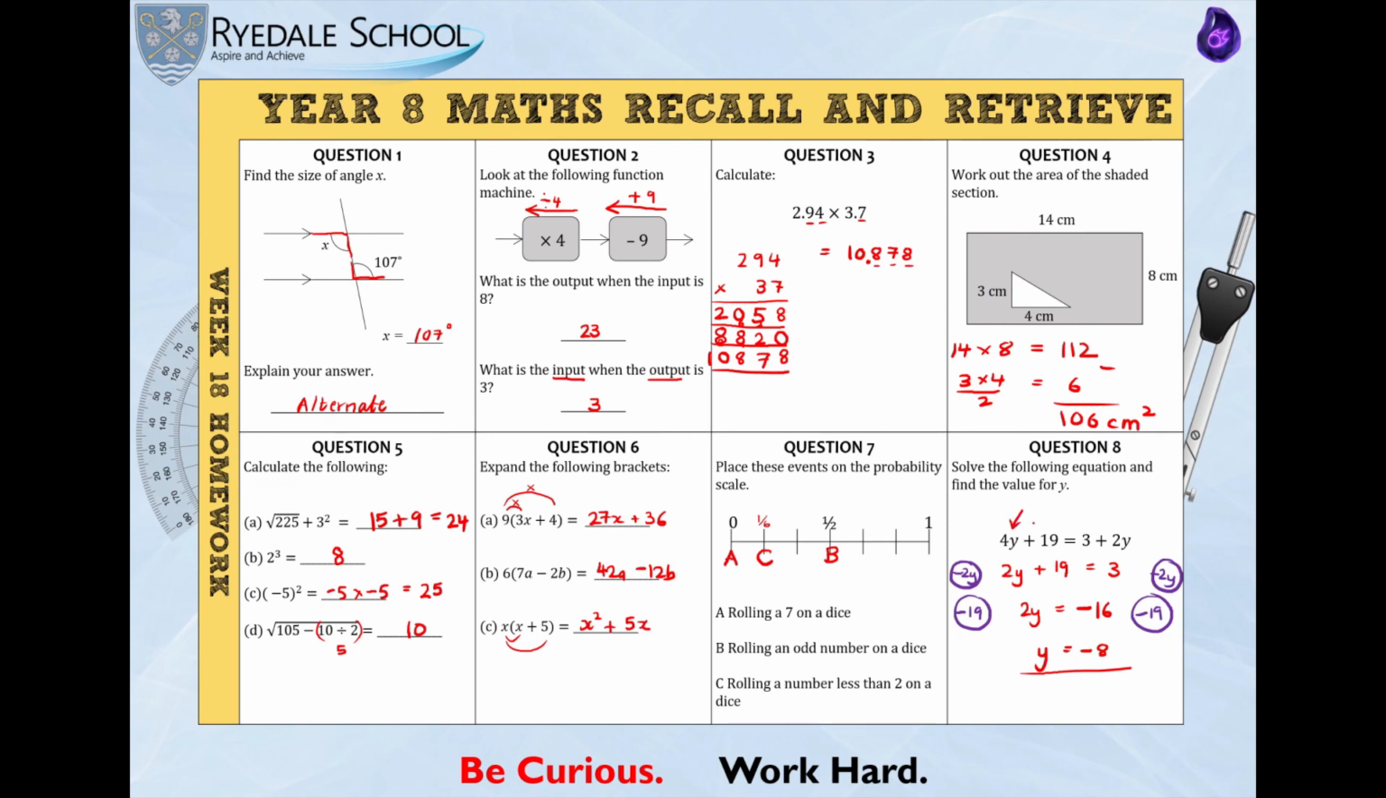Remember, you can substitute your answer back into here. So 4y's is negative 32 plus 19. And negative 32 plus 19 is negative 13. And then you can also substitute it in here. And we've got 3 plus 2y's, which would be negative 16. And altogether, that's minus 13. So that's just a quick way of checking that your answer to an equation is right using substitution.